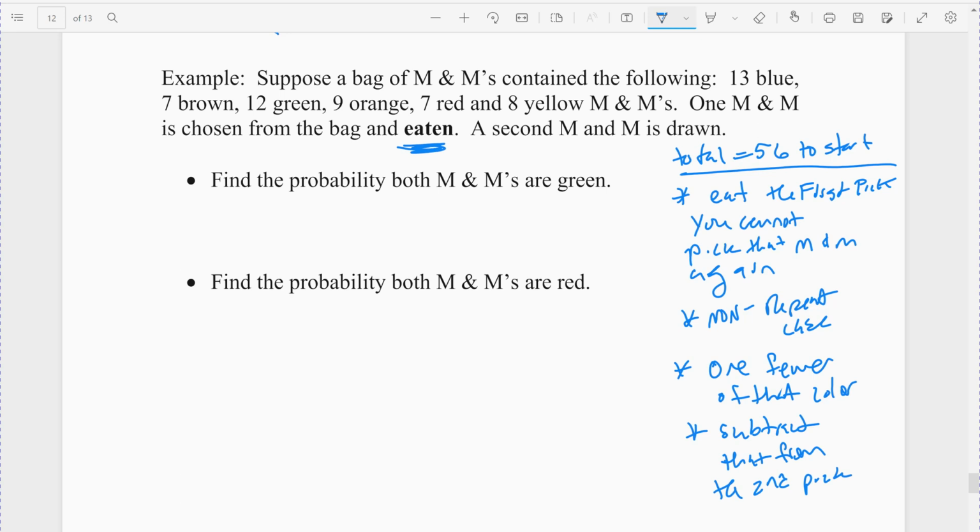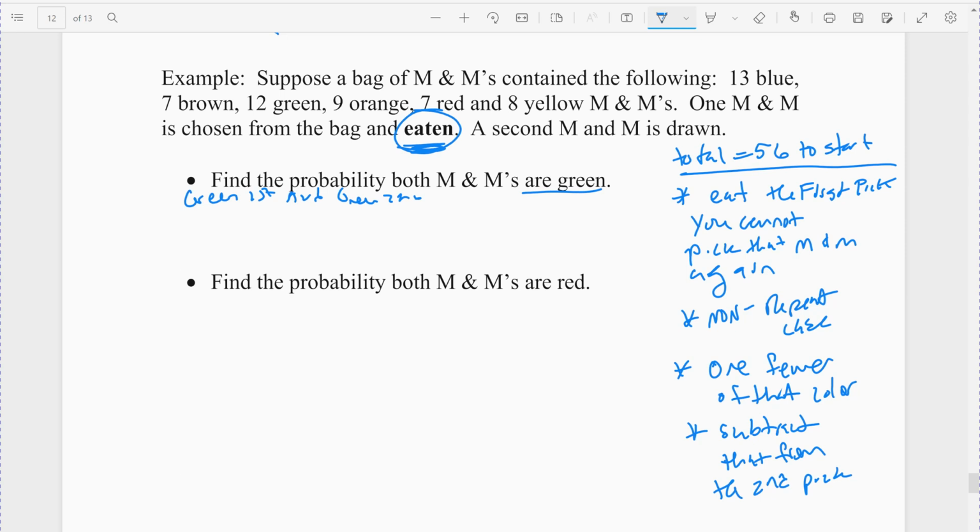Alright, so the first example. Find the probability that both M&Ms are green. So again, I'm doing the same one, but it does change things. So I get green on my first and green on the second. But this time, I don't replace the first green.